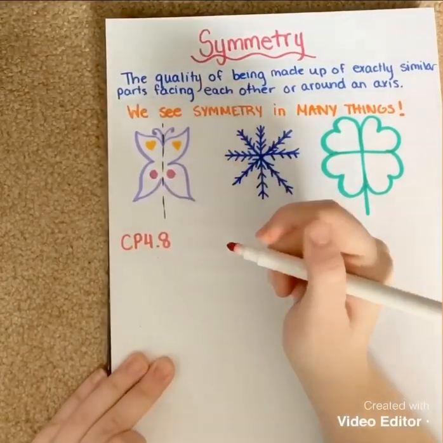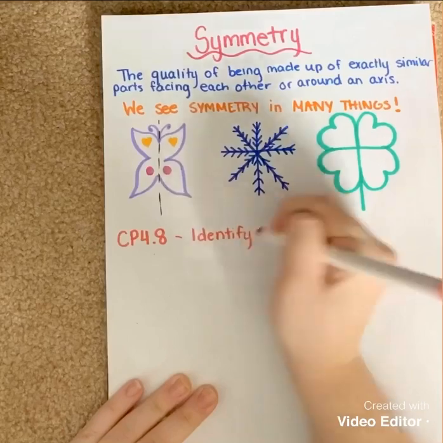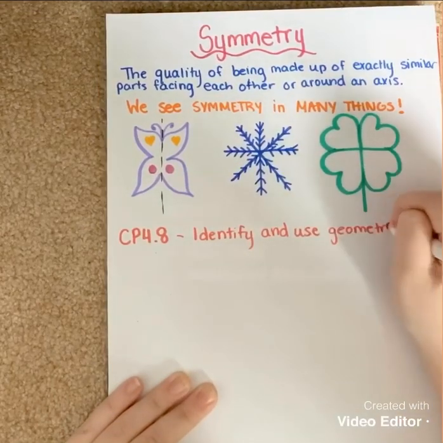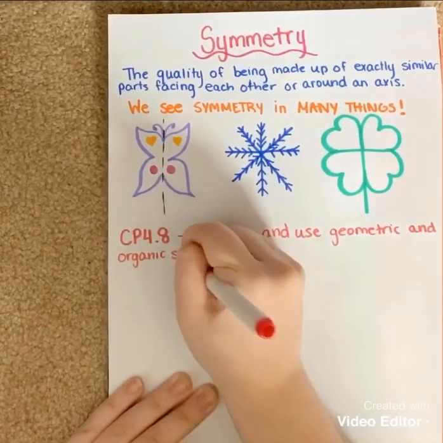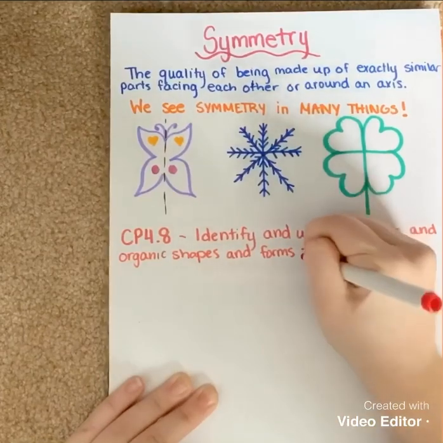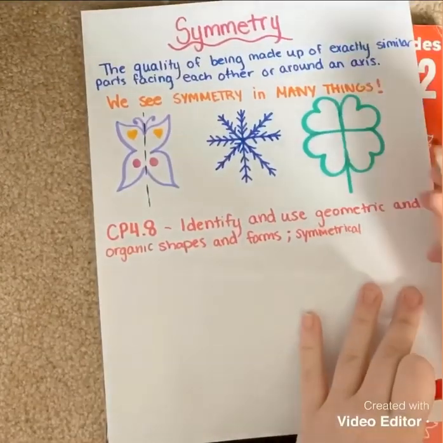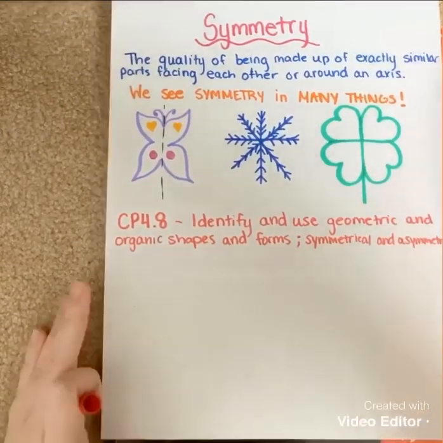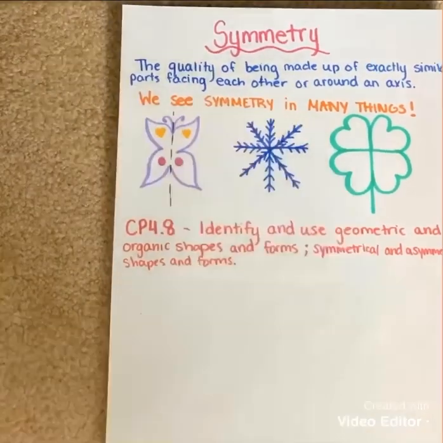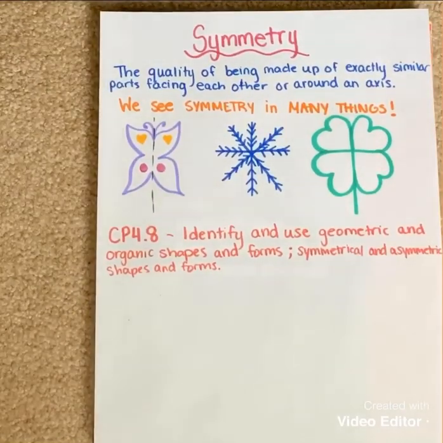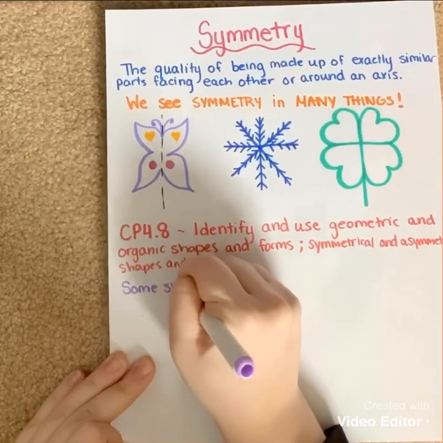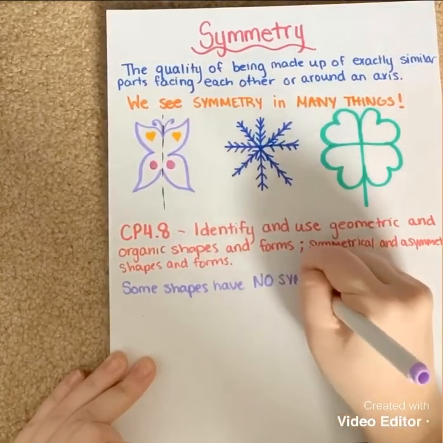The outcome today that we are going to accomplish is to identify and use symmetrical or asymmetrical, geometric, and organic shapes and forms. This is a grade 4 indicator that is present in the Saskatchewan art education curriculum. It is defined as CP 4.8-E.